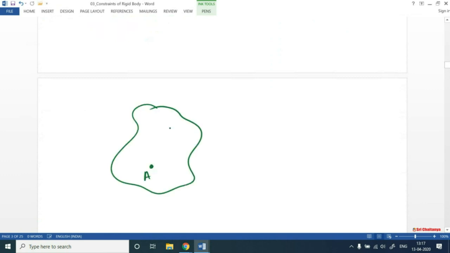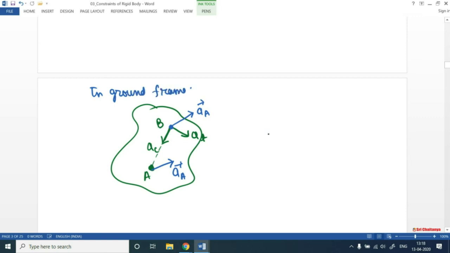And in the ground frame of reference, let's say this is point A and this is point B. We are able to find out the centripetal acceleration and the tangential acceleration with respect to point A. But point A, let's say, also is moving with some acceleration AA. So in order to find out the acceleration of point B, we need to vectorially add the acceleration of point A on this. So in the ground frame, the acceleration of point B will be the vector sum of AC plus AT plus AA.